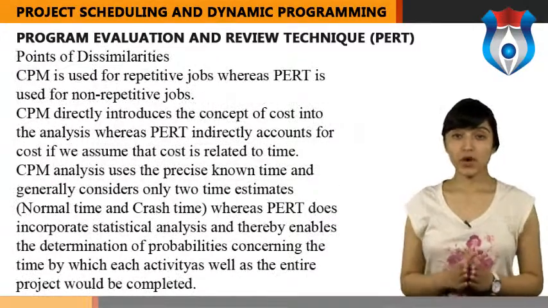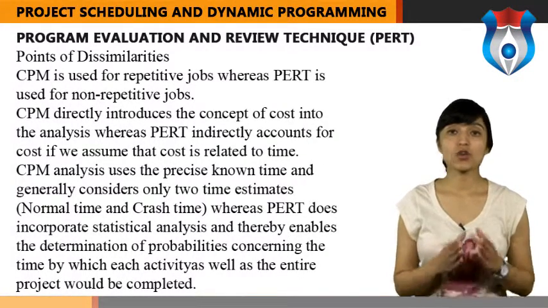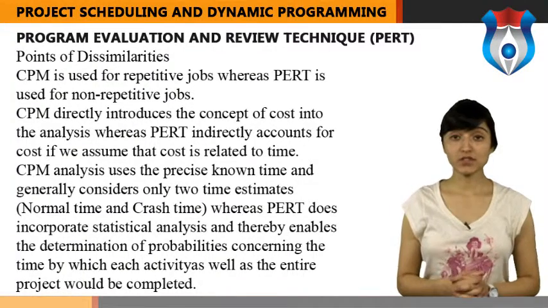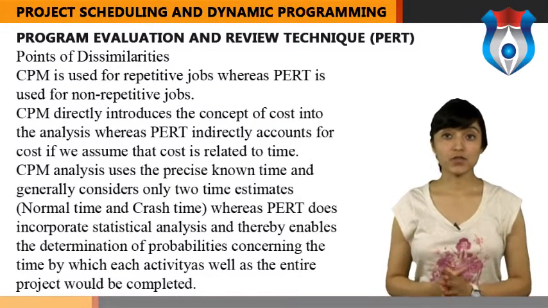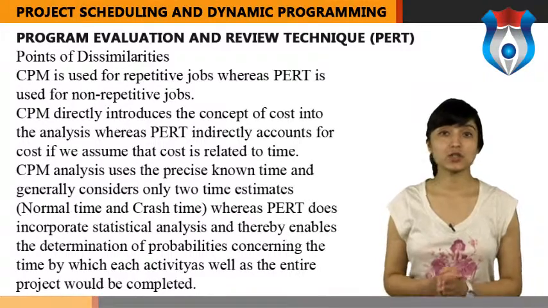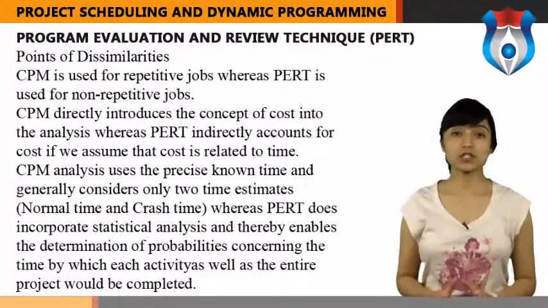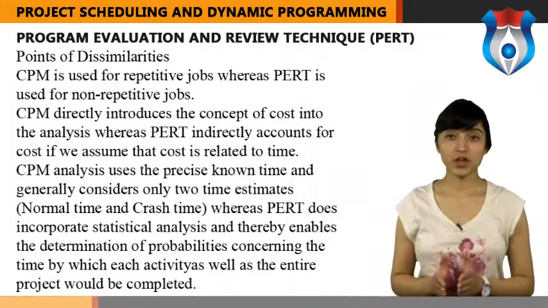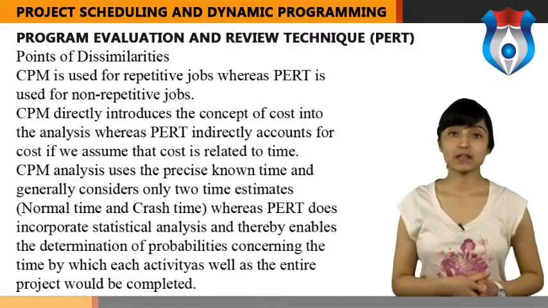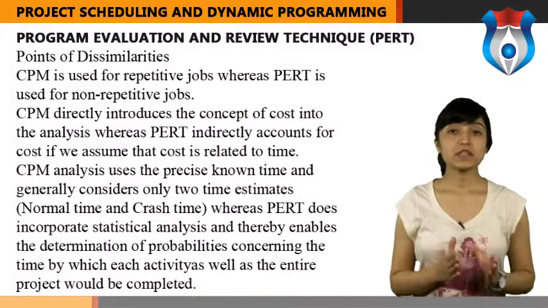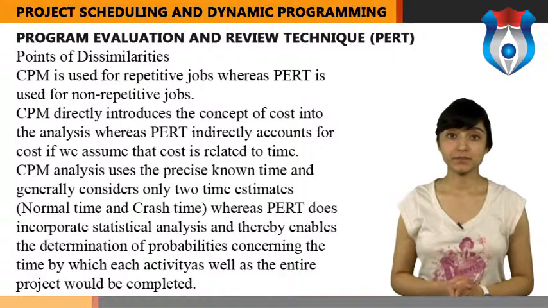Points of dissimilarities. CPM is used for repetitive jobs, whereas PERT is used for non-repetitive jobs. CPM directly introduces the concept of cost into the analysis, whereas PERT indirectly accounts for cost if we assume that cost is related to time. CPM analysis uses the precise known time and generally considers only 2 time estimates, normal time and crash time, whereas PERT does incorporate statistical analysis and thereby enables the determination of probabilities concerning the time by which each activity as well as the entire project would be completed.